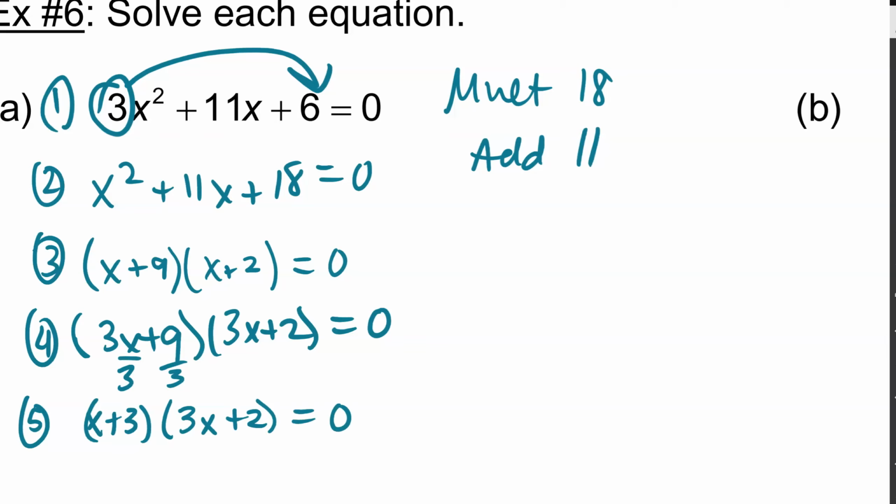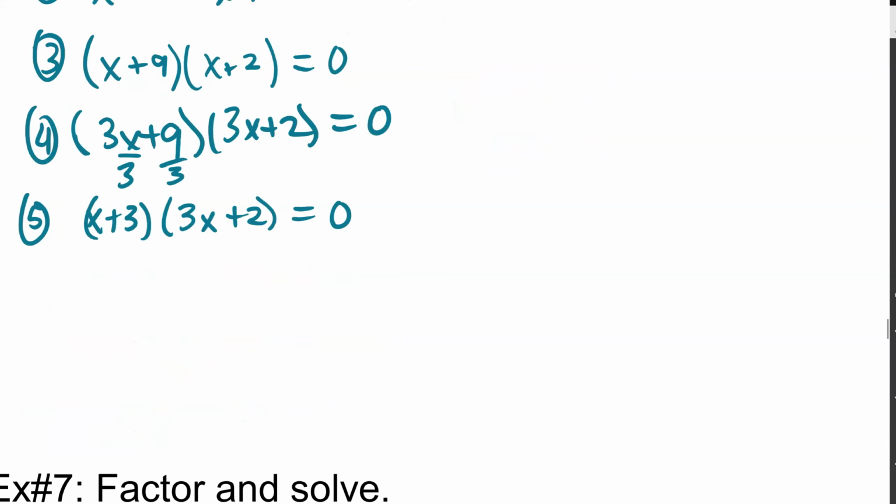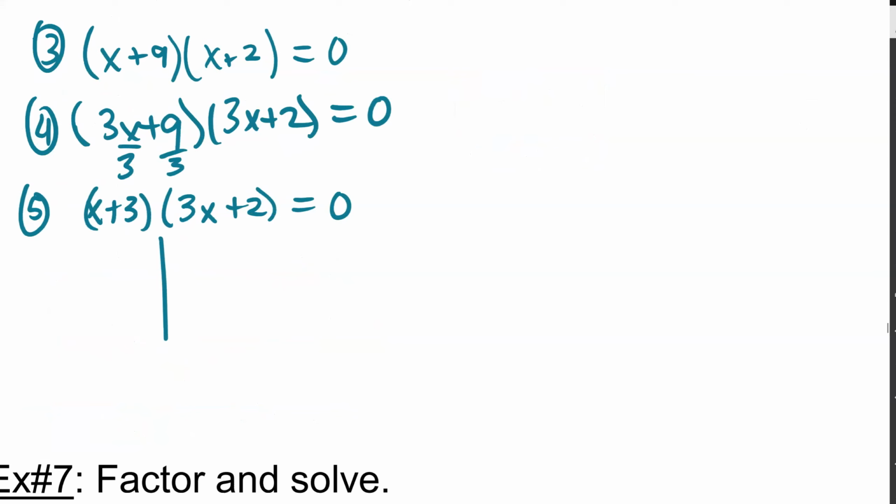So that is what we did in the previous example. Now we have a little more to do, but it's not much. We factored, but now we have to solve. So we set each of the factors equal to 0. So I get x equals negative 3.